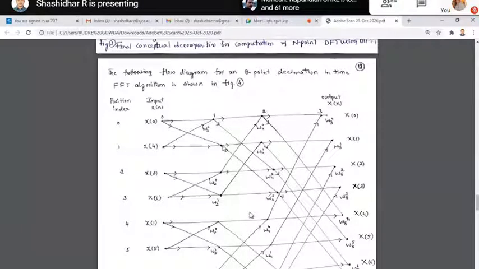W base 2 to the power of 1. This one also W base 2 to the power of 1, and x of 4 values come to here. Then we have W base 2 to the power of 0. Here W base 2 to the power of 0, 1. So this is the first position.